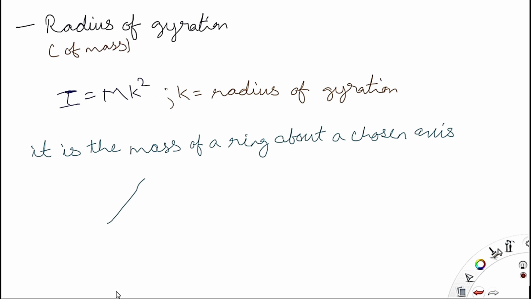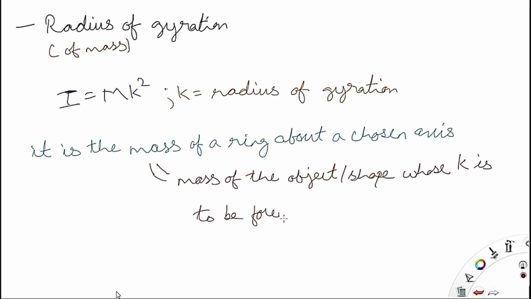As a definition, it is the mass of the ring which is equivalent to the mass of the object or shape whose radius of gyration is to be found. I is equal to Mk square represents mass moment of inertia of a ring about a chosen axis, and the mass of the ring is the same as the mass of the object or shape whose radius of gyration is to be found.